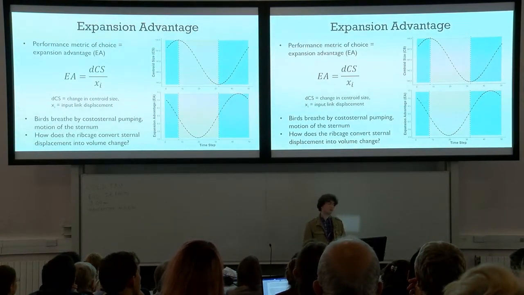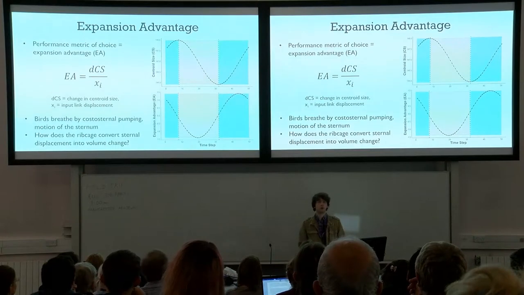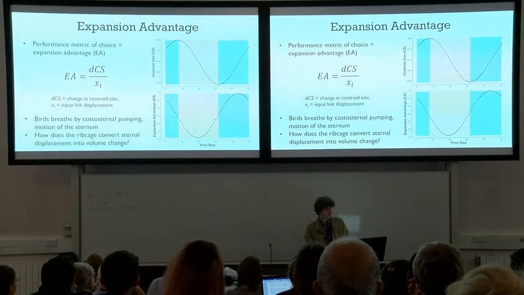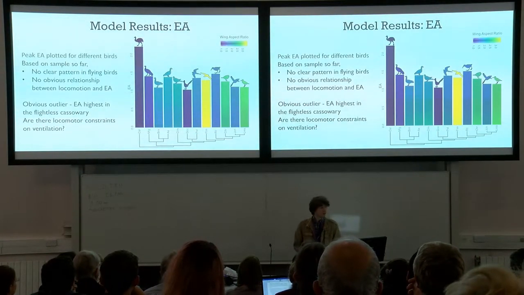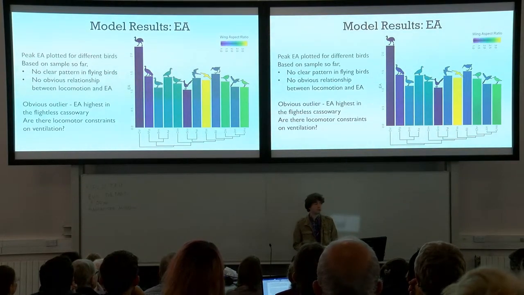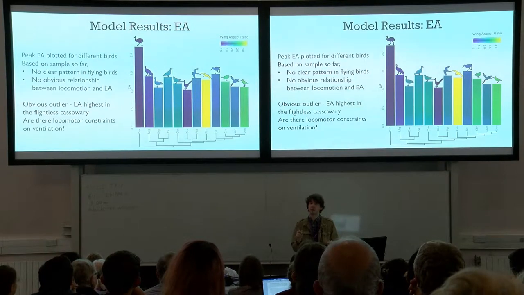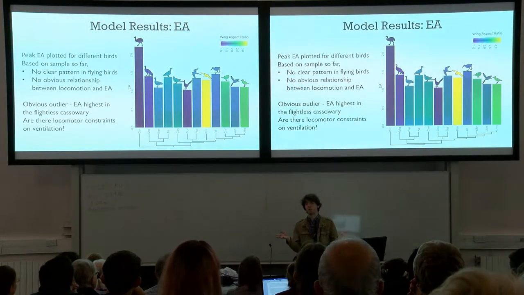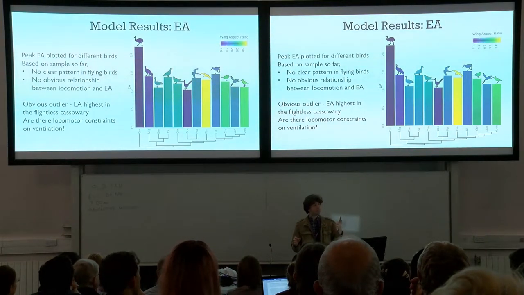And so we expected expansion advantage to be higher in birds with that more metabolically demanding locomotor style, so flyers as opposed to walkers, for example. That's not what happened. So this graph, I don't have the biggest sample yet, because although OVERT are scanning all the things, they have not yet scanned all the things. And so the sample I've got at the moment isn't quite as big as I'd like, but it covers a pretty broad range of flight styles, and it's got a fairly broad phylogenetic coverage. And there is no pattern whatsoever.